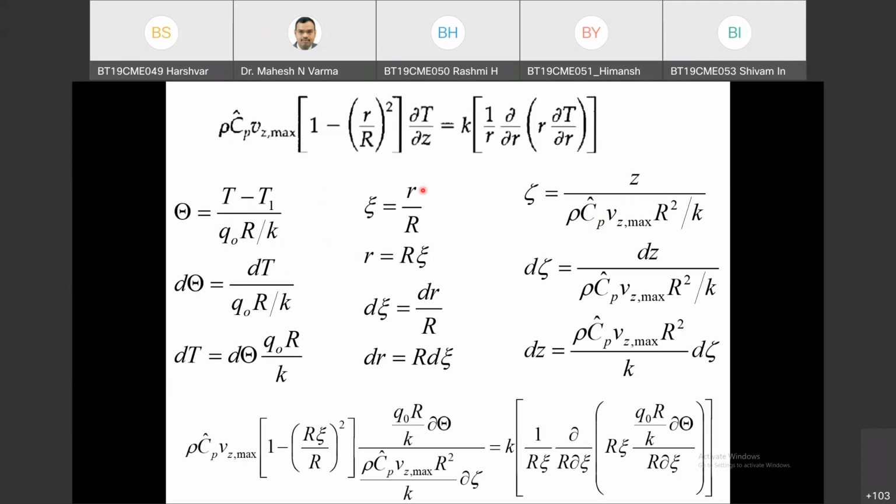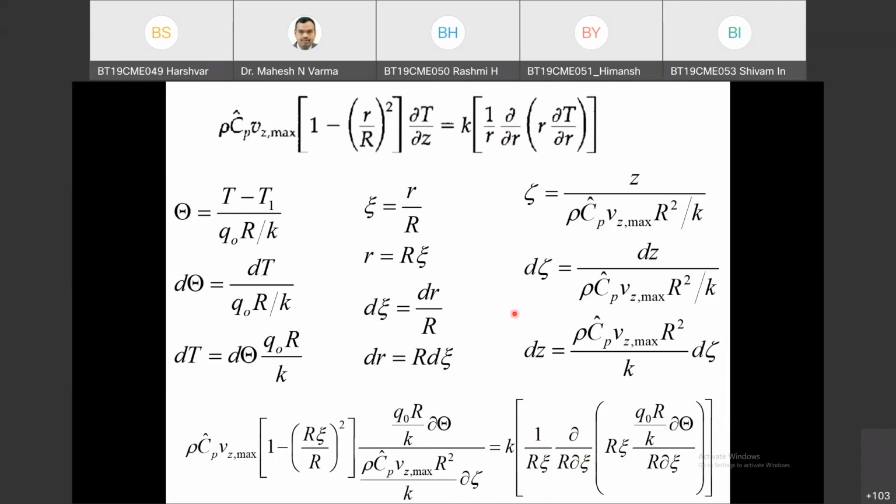So what equation will you get? This is the rearrangement: r by R equals epsilon, T is the temperature, and dT, d zeta, and K times 1 upon r, d by dr of r dT by dr. Now rearrange this equation and take out all the constants.